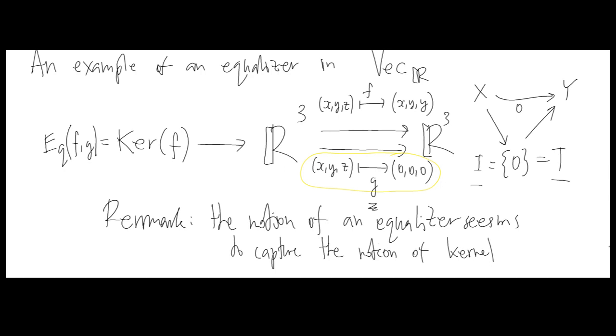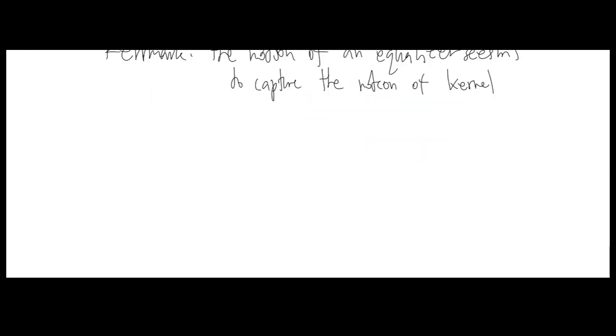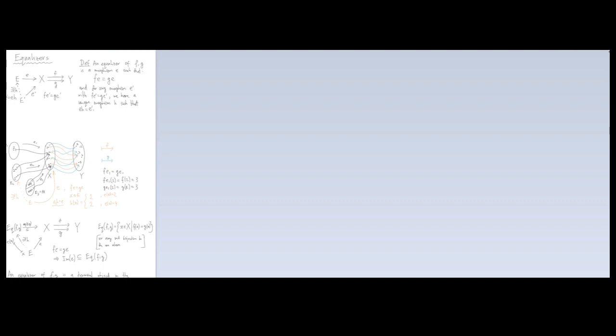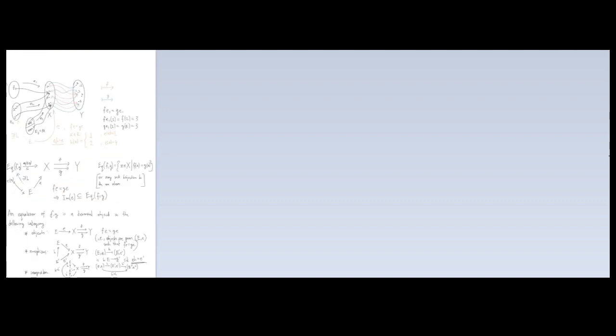Okay, next, let's see what is the dual notion to an equalizer. It's called a co-equalizer. And we're going to explore what it would be in the category of sets.